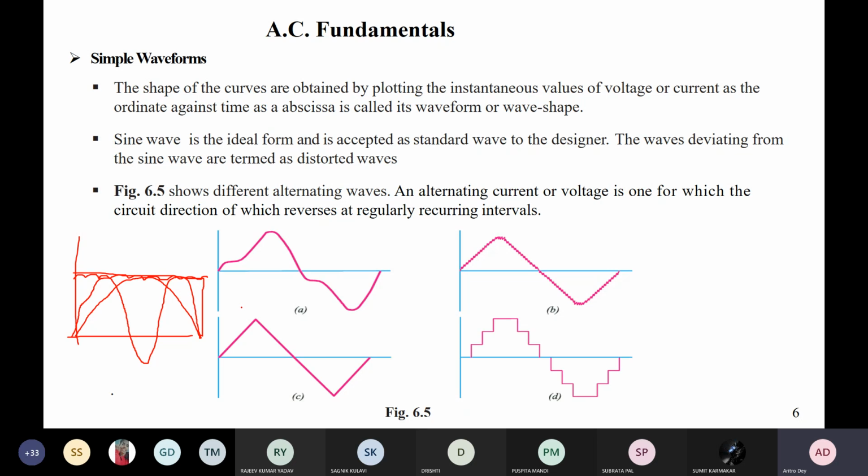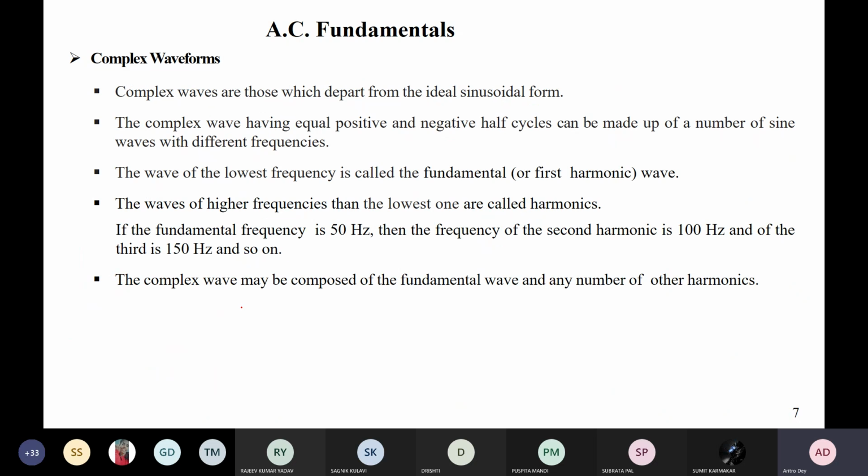When the designer designs any equipment, they assume that the supply will be purely sinusoidal. But whenever pure sinusoids are not present, there will be harmonics present, then there will be more heating effects, so losses will be more.